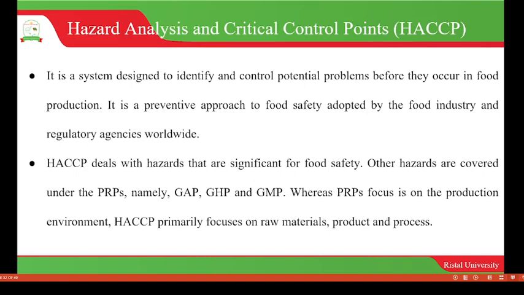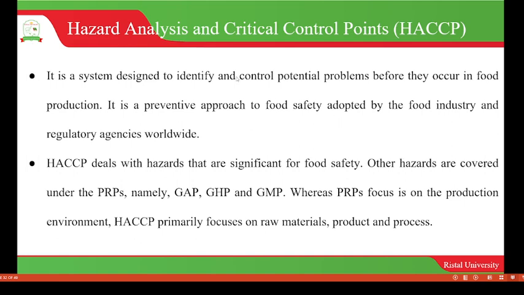Welcome. In this lecture, we are going to discuss hazard analysis and critical control points. Hazard analysis and critical control points is one of the common food safety and quality systems that is designed specifically to identify and control potential problems before they occur in food production. And the potential problems that can occur in food production are mainly the occurrence of food hazards.